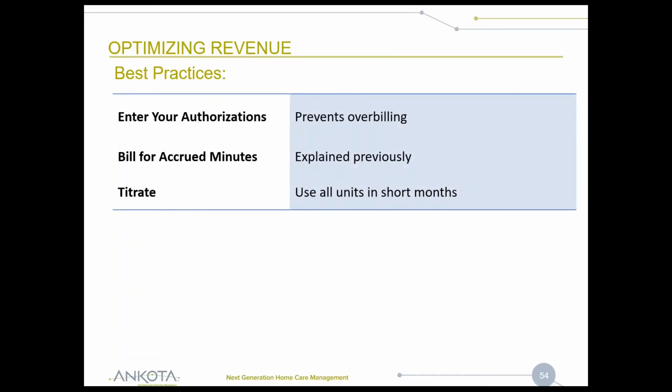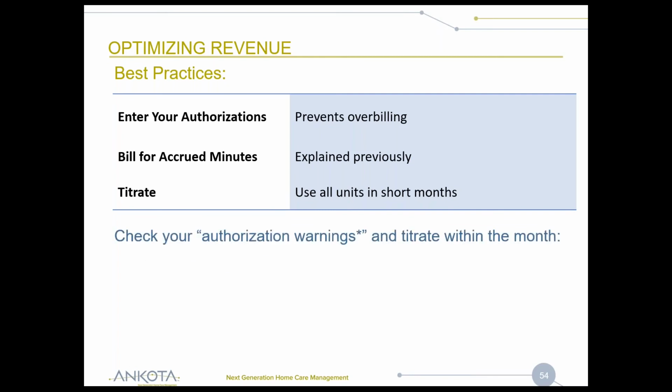on to some fun stuff in our last minutes here. Next thing you want to do is be able to optimize your revenue. Here are some things you do right away: put in your authorizations so you don't overbill, bill for those extra 3 minutes, 6 minutes, and use all the units in the month.